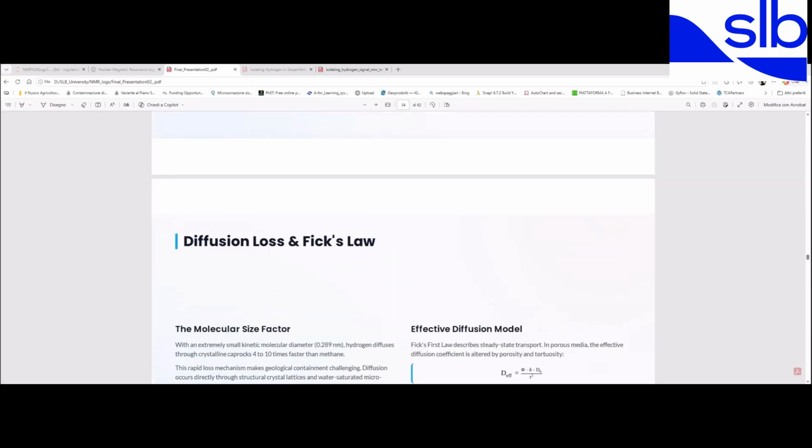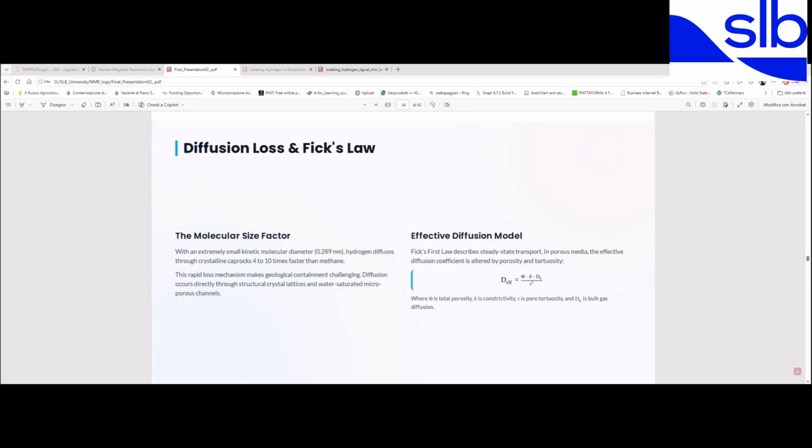So we have some specific characteristics of hydrogen: a high diffusion, as a small molecule with an extremely small kinetic diameter. Hydrogen diffuses through crystalline cap rocks 2 to 10 times faster than methane. So these molecules have a really fast diffusion, so it's easy to migrate. You need to consider this aspect as well. It is easy to migrate from source rocks to cap rocks and others.